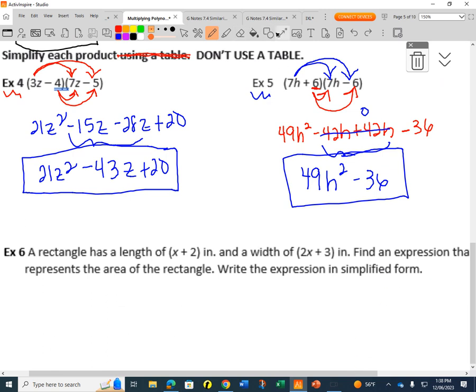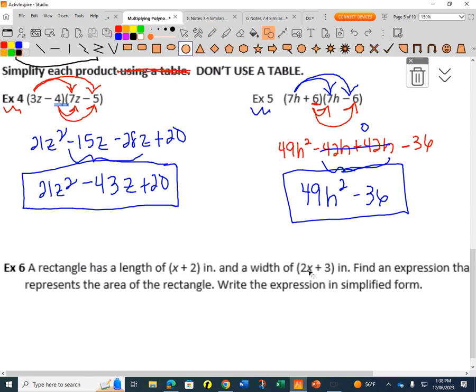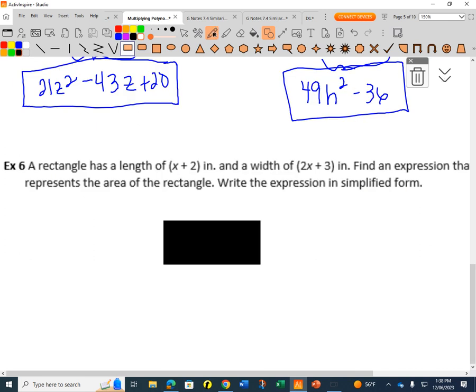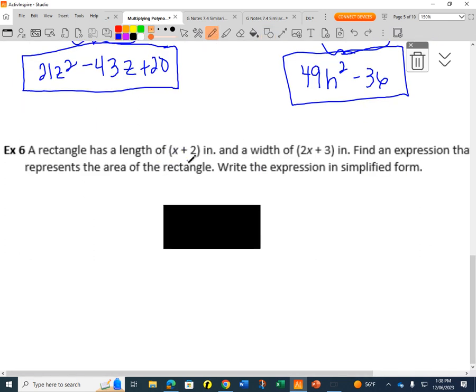Let's go ahead and draw a rectangle and label it with the dimensions that they talk about here. Oh, that's a circle, not a rectangle. So you guys draw a rectangle in your notes. It has a length of x plus 2 and a width of 2x plus 3. So a rectangle, this is the width and this is the length, and it wants us to find an expression that represents the area of the rectangle and write it in simplest form.